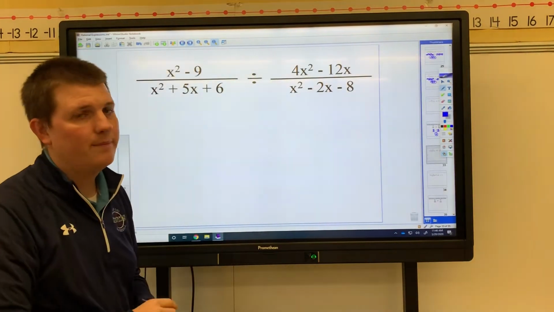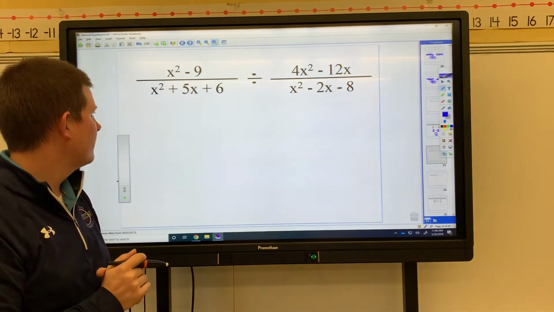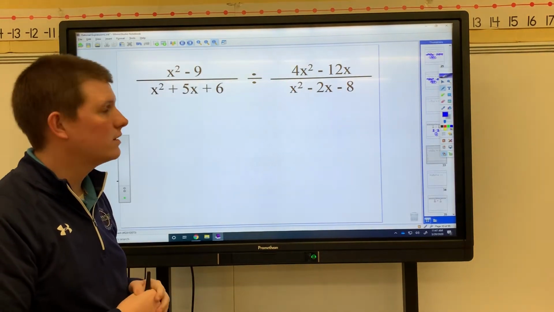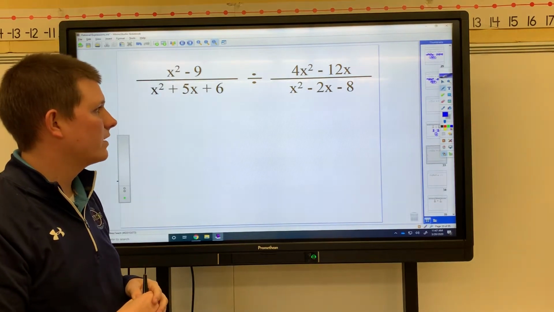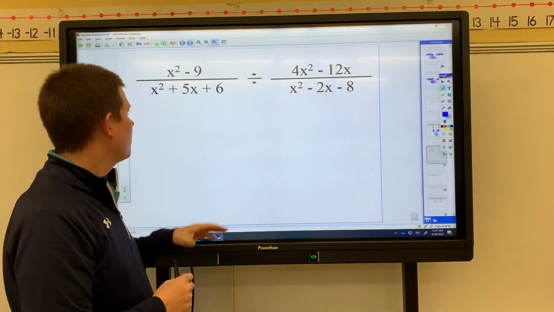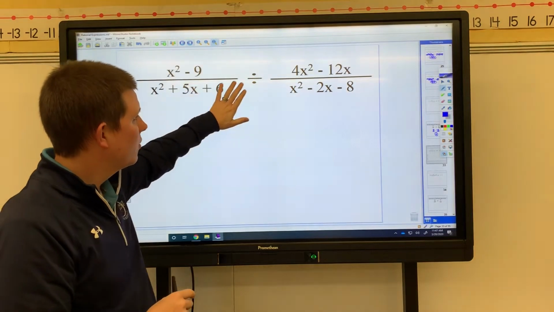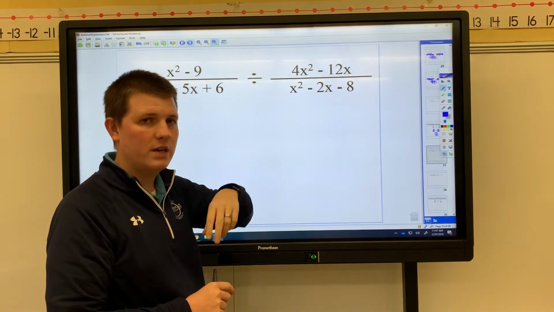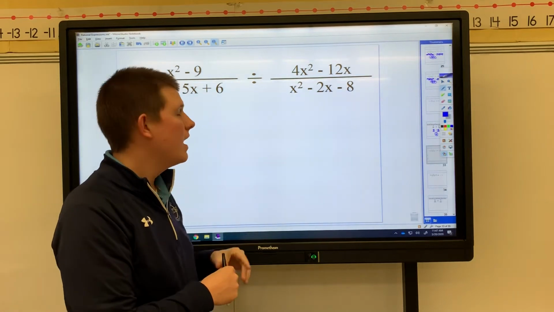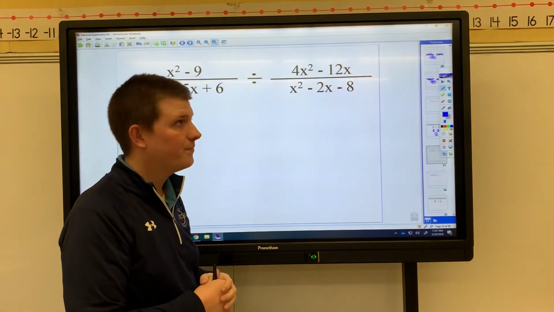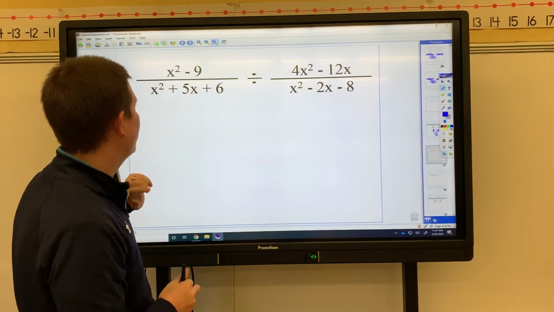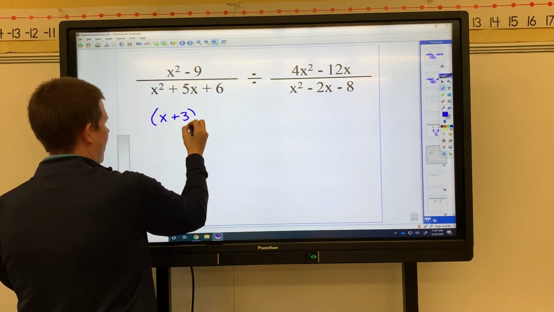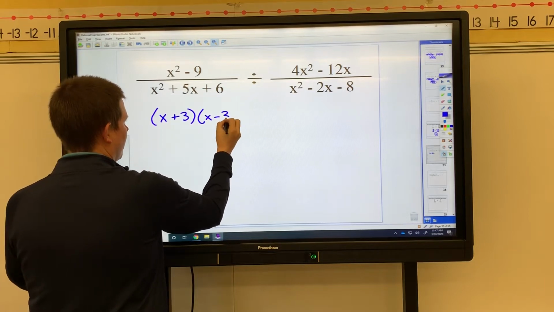x squared minus 9 all over x squared plus 5x plus 6 divided by 4x squared minus 12x all over x squared minus 2x minus 8. So we leave the first fraction the same. We're going to take the reciprocal of the second fraction, so we're going to flip it. So numerator goes to denominator, denominator goes to numerator, and we change it from division to multiplication. So let's factor. x squared minus 9, we can do difference of squares: x plus 3, x minus 3.